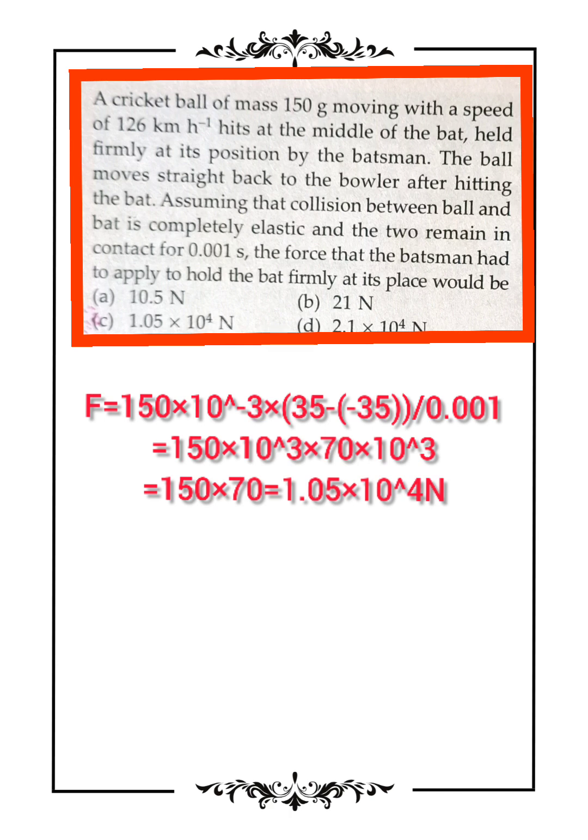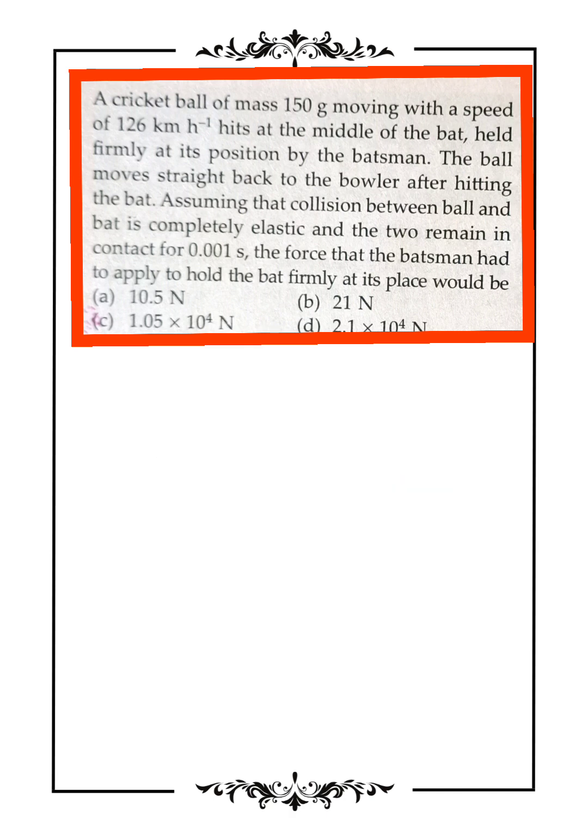On simplifying this, we will get 1.05 into 10 power 4 newtons. Therefore, the force that the batsman had to apply to hold the bat firmly is 1.05 into 10 power 4 newtons.